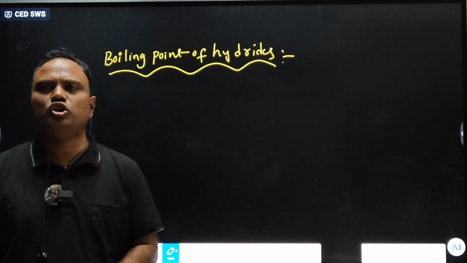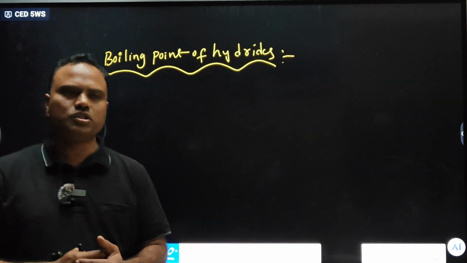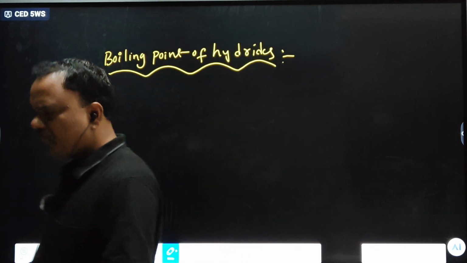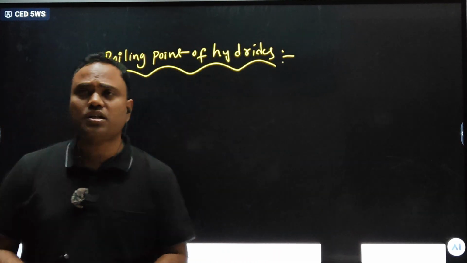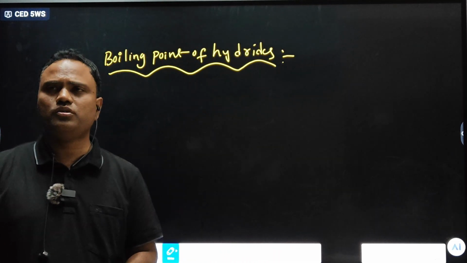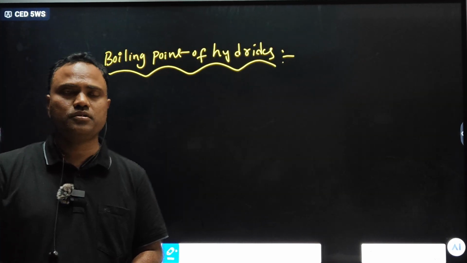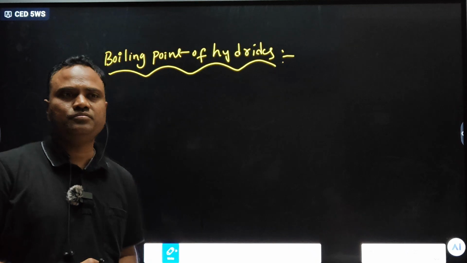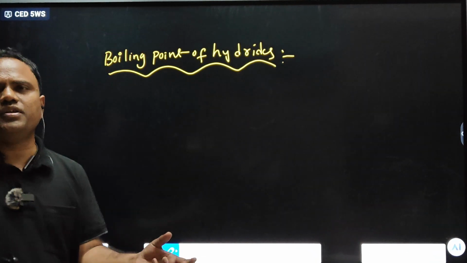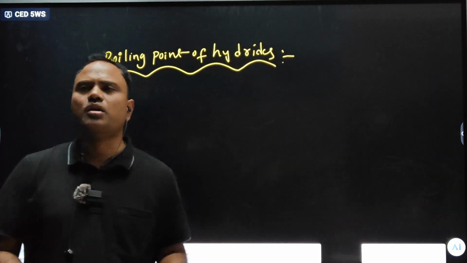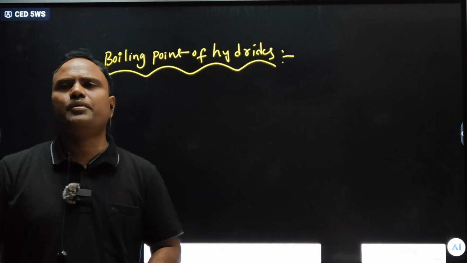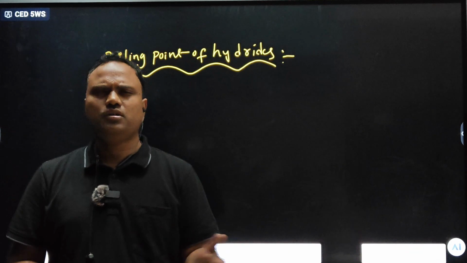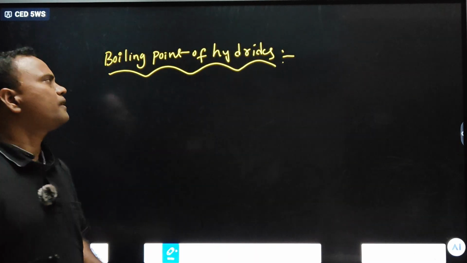What is the meaning of boiling point? In chemical bonding you studied the boiling points of orthonitrophenol and metanitrophenol, which has less boiling point, more boiling point, volatility. The general definition I am giving, it is not a formal definition: boiling point means the temperature at which a compound just boils.